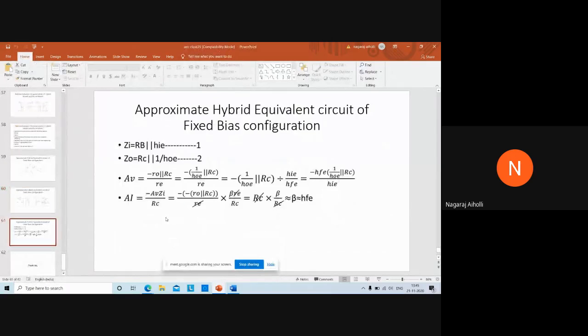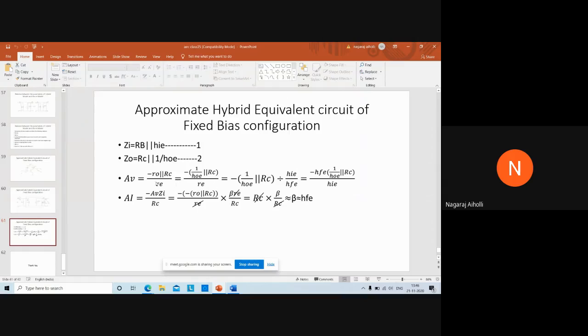From there I am getting RE, small r is HIE by HFE. Now if we cross multiply this, then we get minus HFE into 1 upon HOE parallel RC, that divided by HIE. Minus HFE, this denominator will come to the numerator if you are cross multiplying, into 1 upon HOE parallel RC, that divided by HIE. This is the gain equation in terms of hybrid parameters, that is HFE, HOE and HIE.